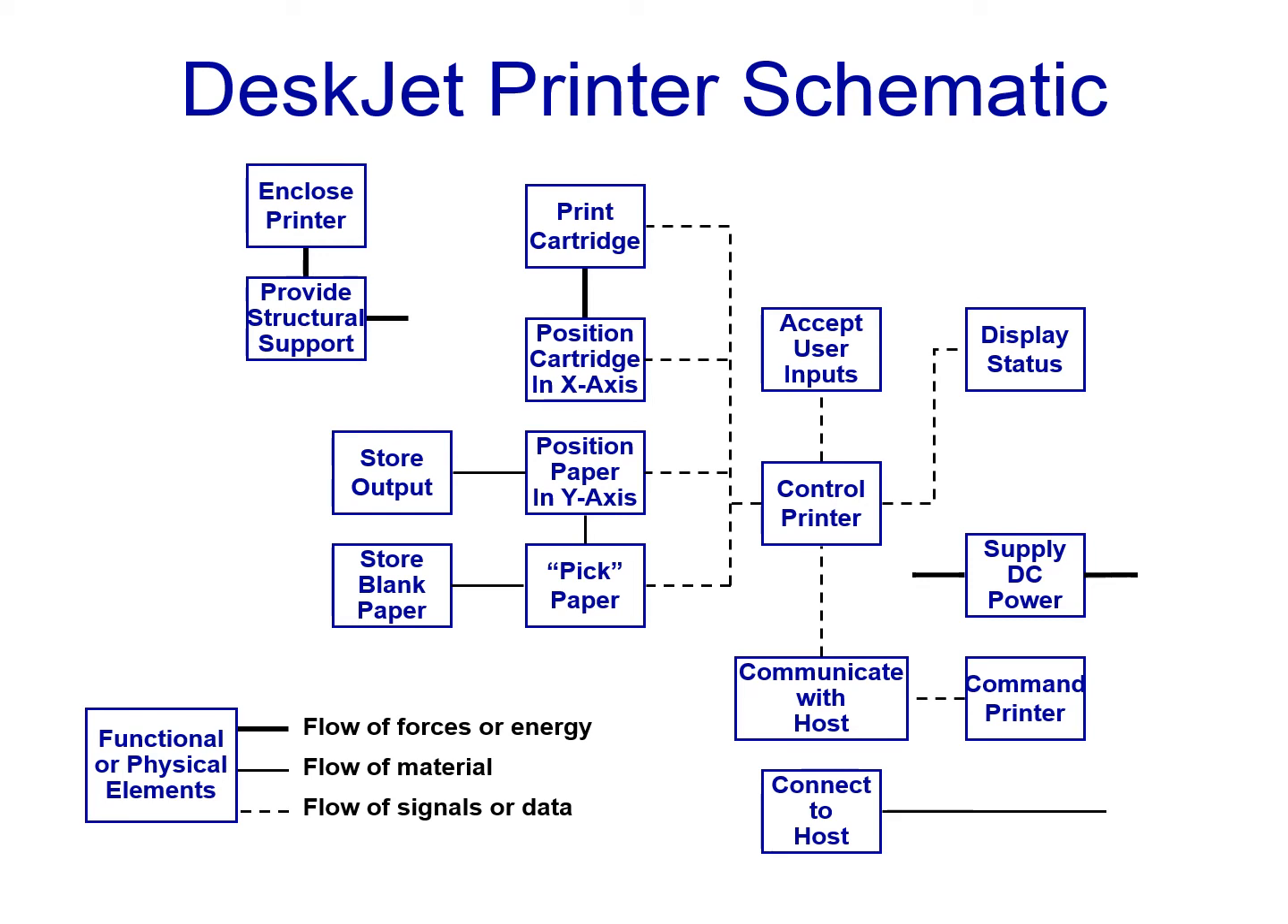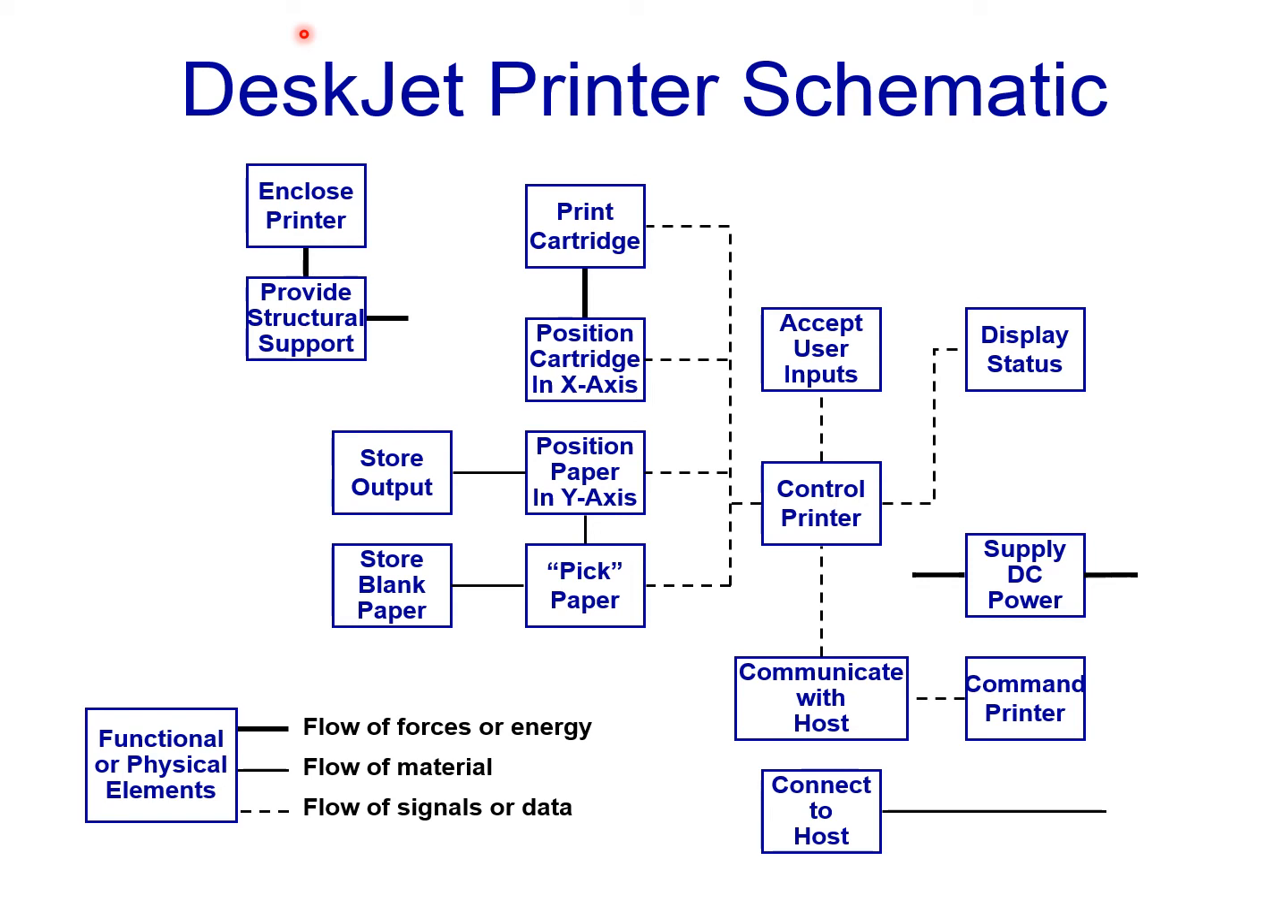This schematic is very similar to the function diagram that we have seen in previous chapters. However, this particular schematic contains both functional and physical elements, whereas functional diagrams usually contain only functional elements. These are some of the functional elements: store output and store blank paper, while some of the physical elements that have already been decided by the team is the print cartridge, for example.